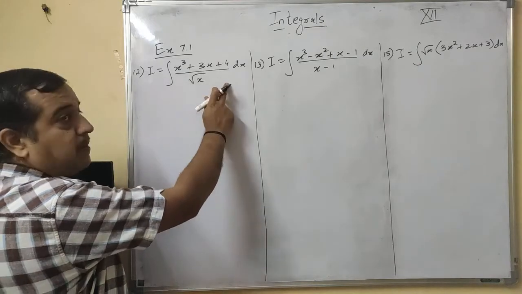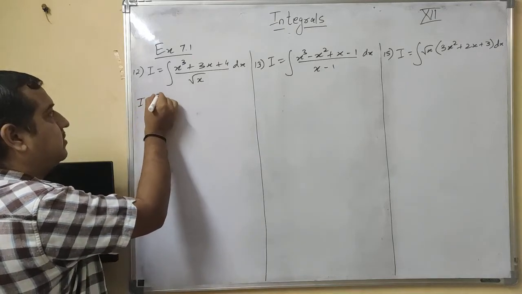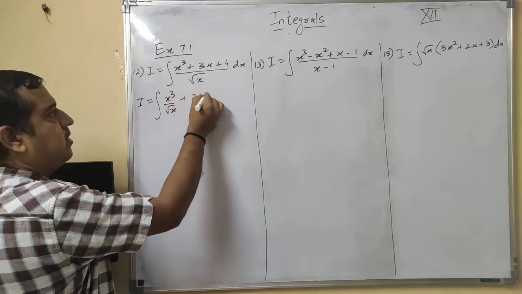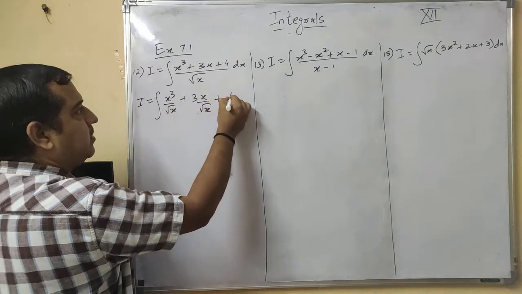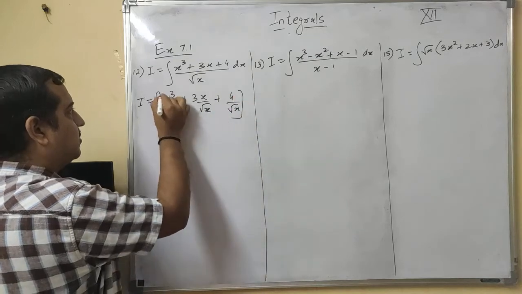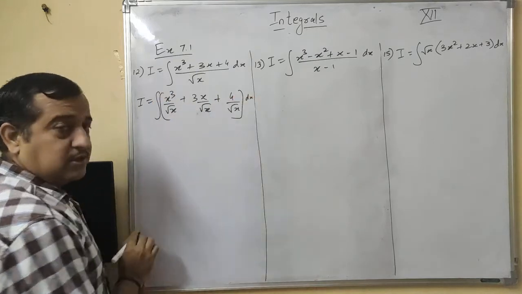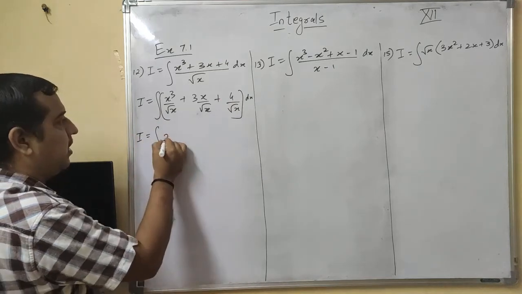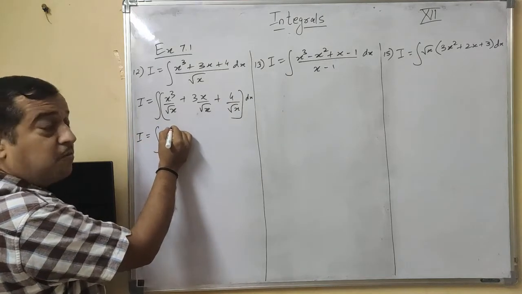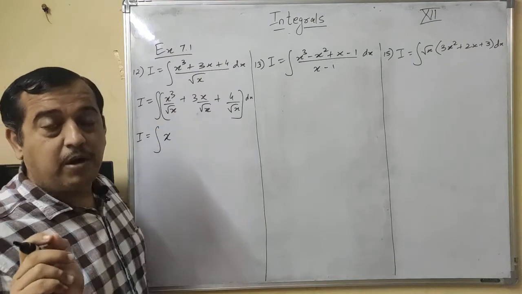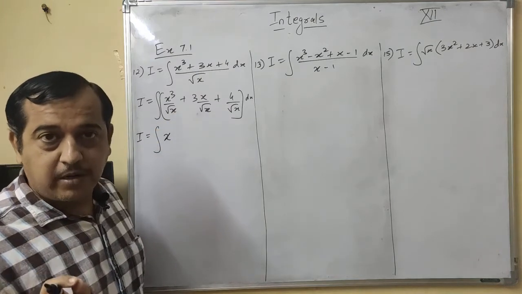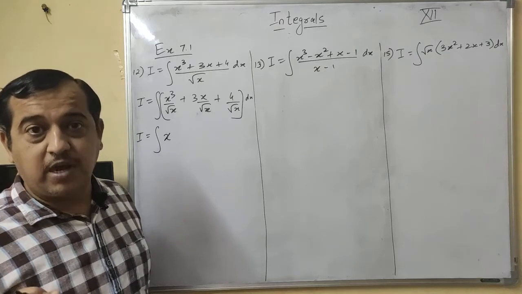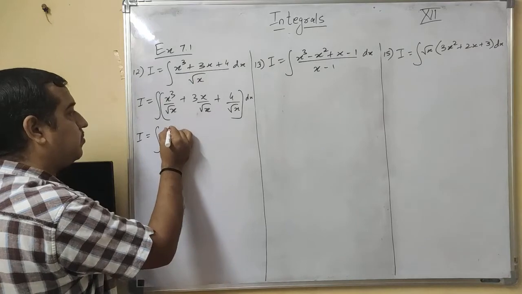In this case, first of all, separate the terms. Make these fractions separate. You get x cube by root x plus 3x by root x plus 4 by root x dx. The first thing you will do is I is equal to integral, and here you get x raised to 3 minus half. Root x means power is half. It is in the denominator. When you take this to the numerator, you get x raised to minus half. And 3 minus half gives you 5 by 2.